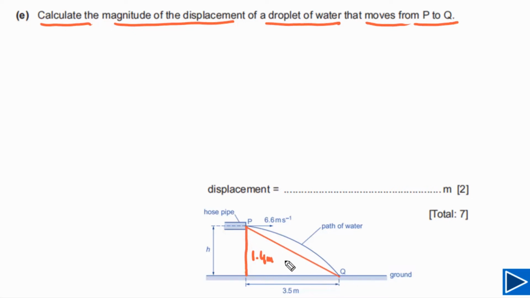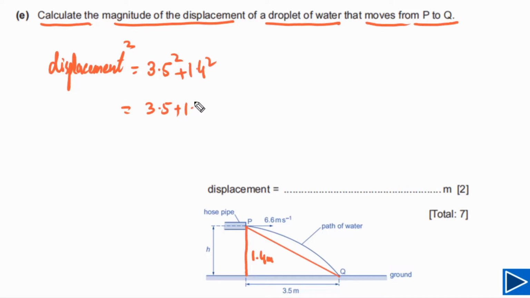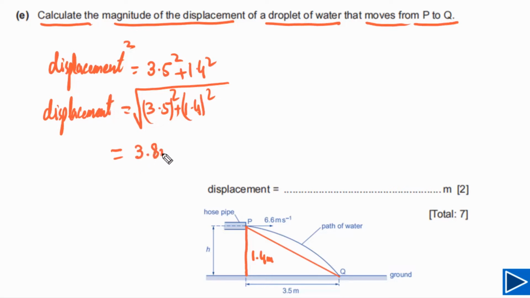And this is just a right angle triangle. So simply we can say in this case, net displacement will be equal to the square root of 3.5 squared plus 1.4 squared. So the final value of displacement we can find out. So displacement in this case will be equal to 3.8 meters.